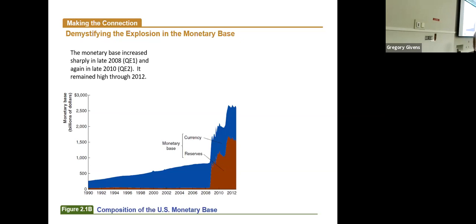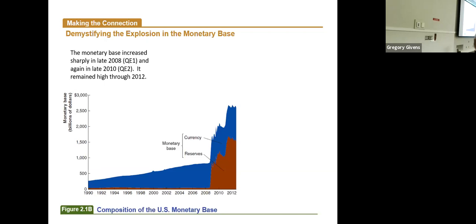Now, the monetary base is given by the height of the graph here, and the difference between the blue and the brown or red, whatever that is, shows the breakdown between currency, that's the blue section of the graph, and bank reserves, that's the brown or dark red section. Now, what do you guys notice about the composition of the monetary base in the United States before we had the financial crisis starting in late 2008?